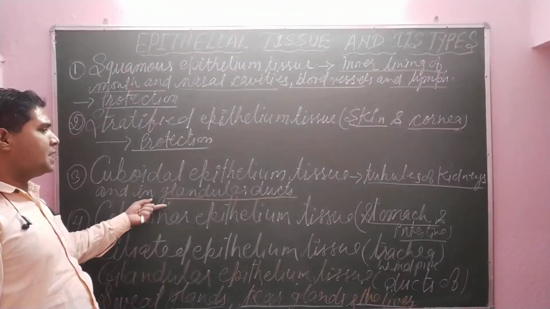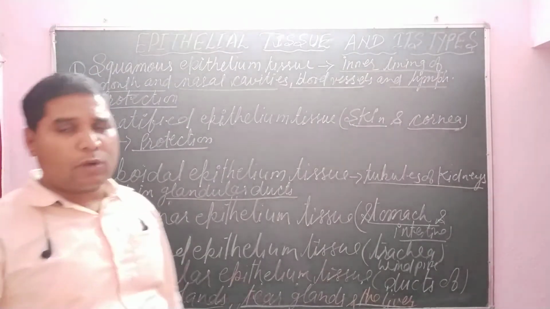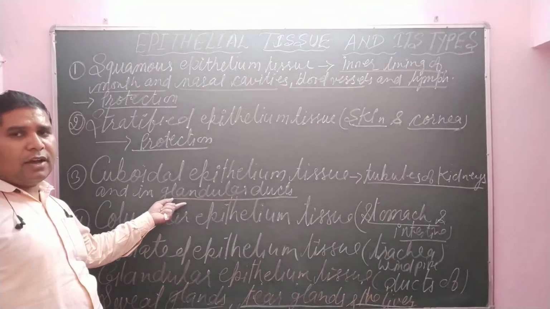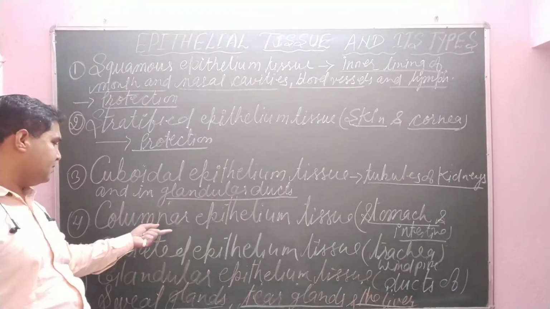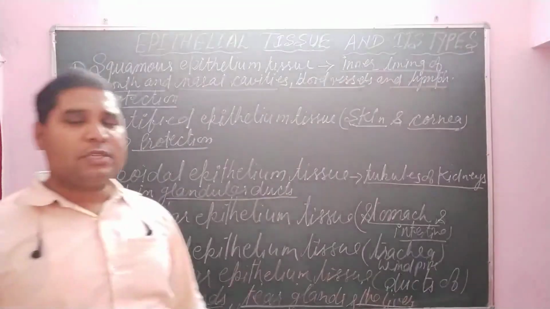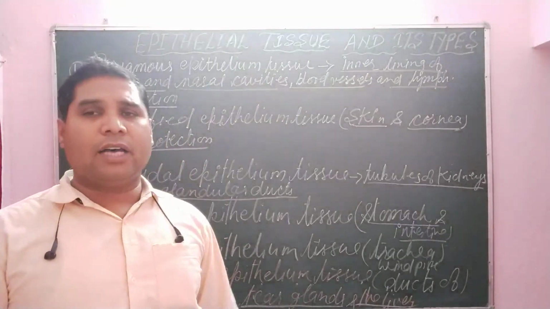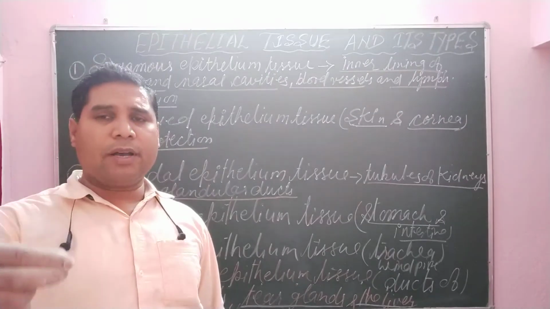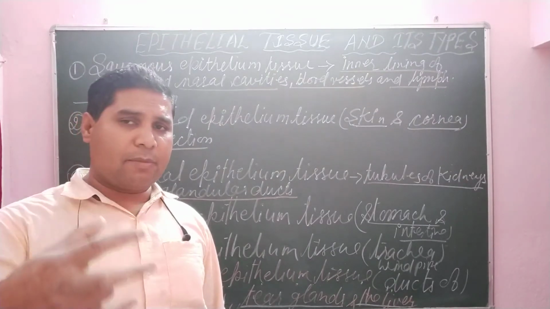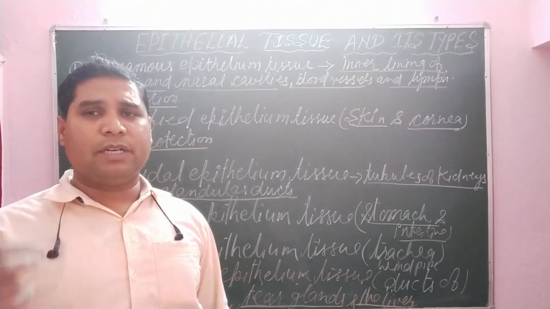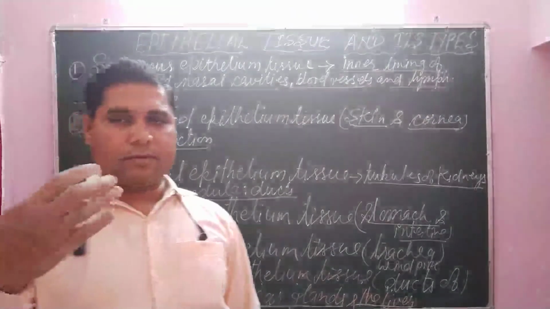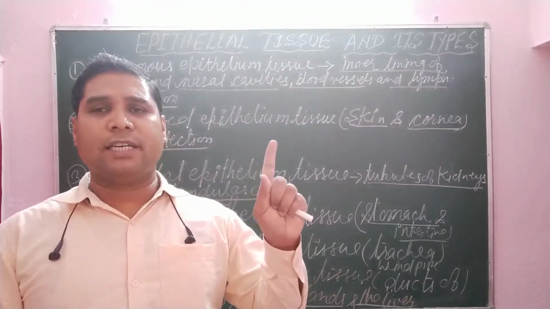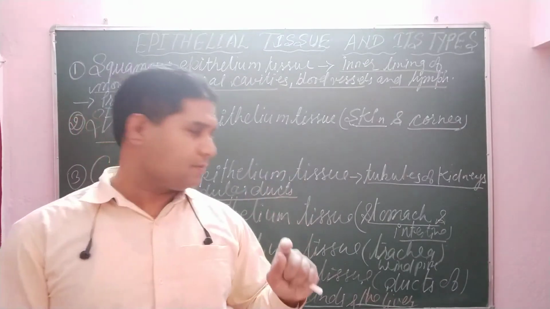Next is cuboidal epithelium tissue, which is present in the tubules of the kidney, and also in the glandular ducts, dear student. Columnar epithelium tissue is present in the stomach and intestine. As you know very well, the stomach and intestine secrete certain types of chemicals which help in digestion, and also protect our body from germs. So the function is protection and secretion.